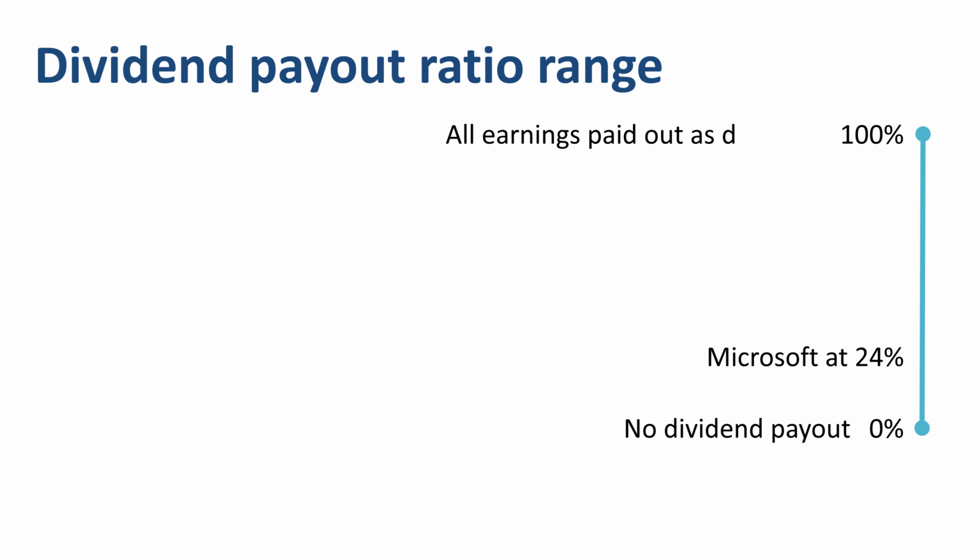A dividend payout ratio of 100% means that all earnings are paid out as dividends. I don't know any companies that are consistently at that 100% level, but real estate companies tend to get close to that as they pass through the vast majority of their earnings as dividends to shareholders.